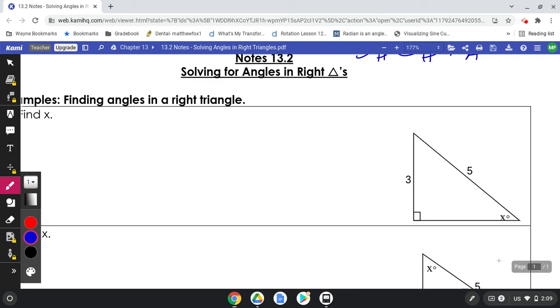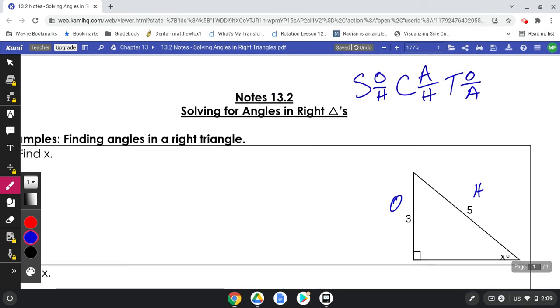So to solve with SOHCAHTOA, we start off exactly the same. We identify this 5 as our H, the 3 is going to be our O. So if we have an O and an H, we think up here, that's S, sine. So we use sine of, we don't know, put an X there, all that over 1 equals O over H.